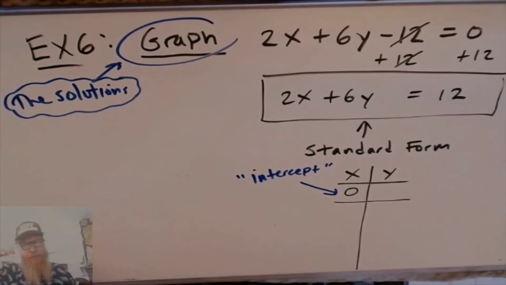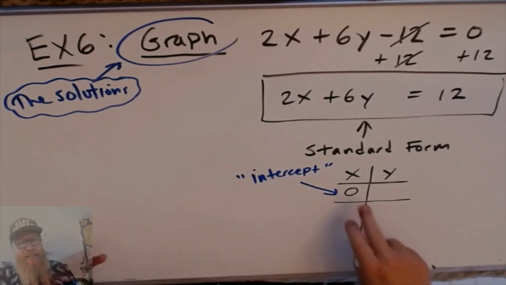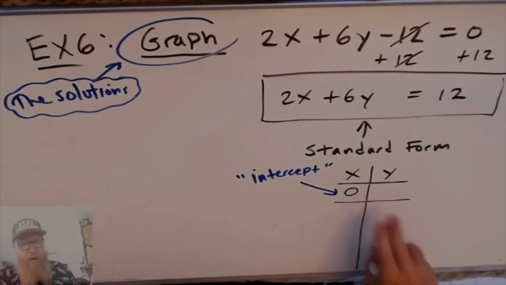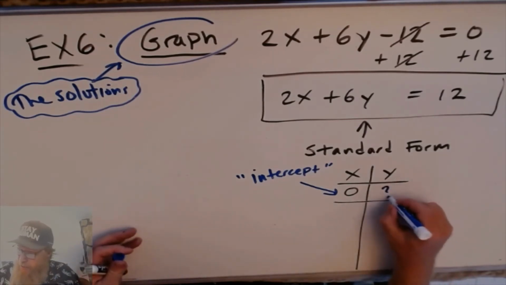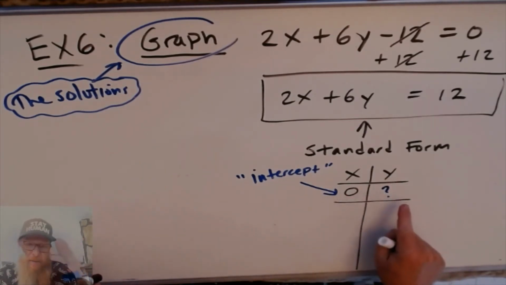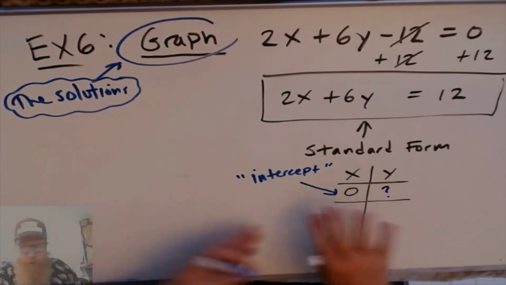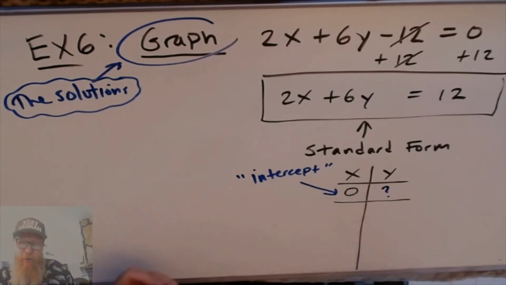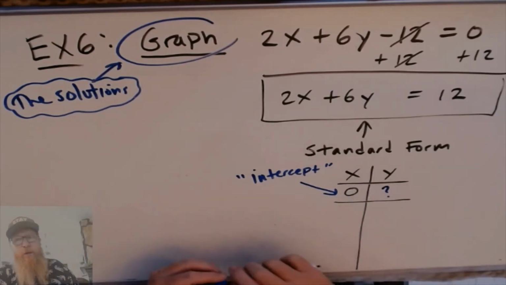We mentioned this a little bit yesterday. If you have a 0 in one or both of the spots, that is called an intercept. Now, you don't want to put 0 in both spots. Just put a 0. You can put it in either one. I'll probably do the other one in a minute, and we'll see what the other one comes out to be.